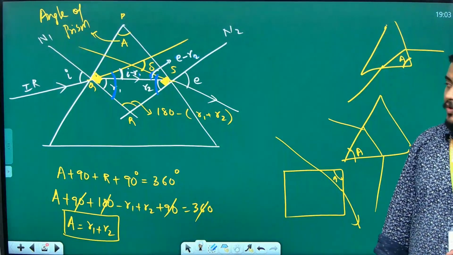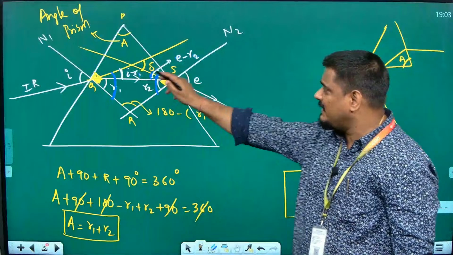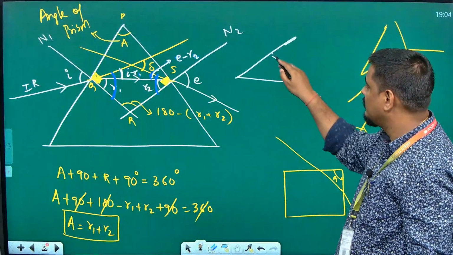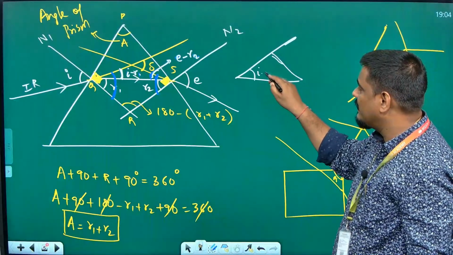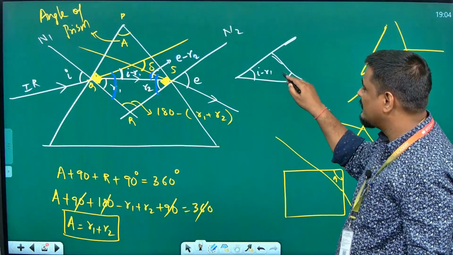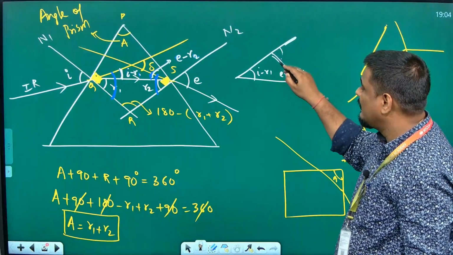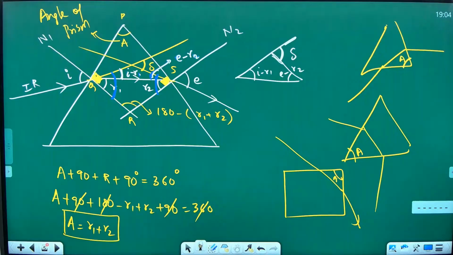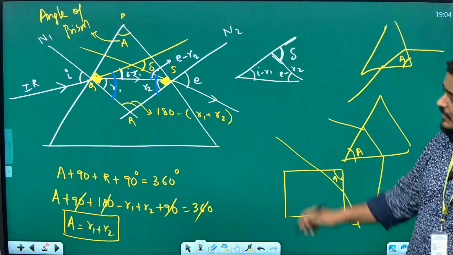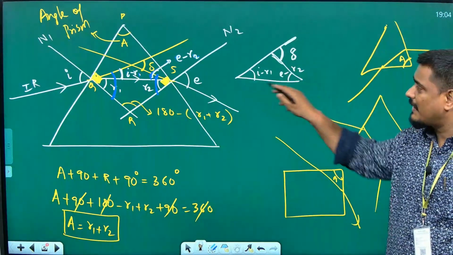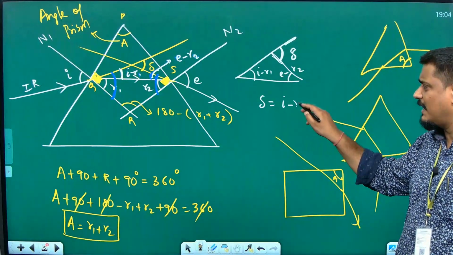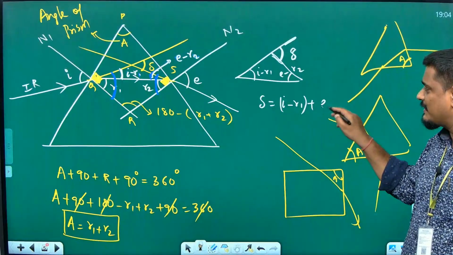Now, if you see this delta, I will zoom this triangle. This angle is I minus R1, this angle is E minus R2, and this angle is delta, am I right? Delta is the angle of deviation. By triangle rule, delta will become equal to I minus R1 plus E minus R2.